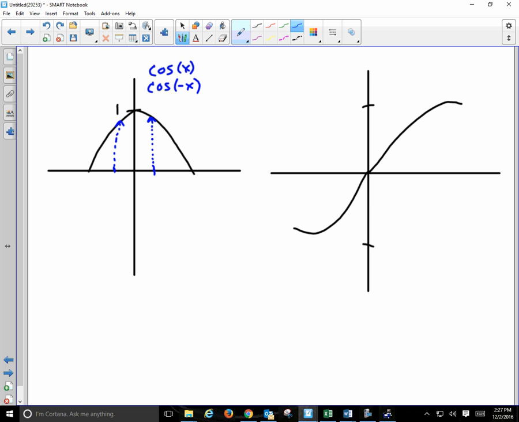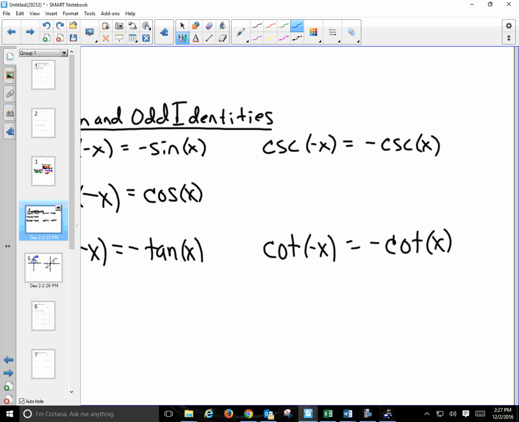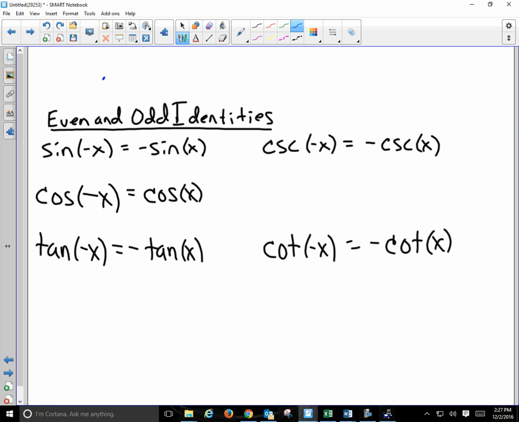But look at sine. If you pick an x value, say here, that's your output. But if you do the negative x on the other side, it's going to be similar. It's just going to be the opposite value. So that's technically what's happening here. So as I showed you, cosine of negative x is cosine of x. Whereas secant of negative x, again, the negative just goes away and you get secant of x.